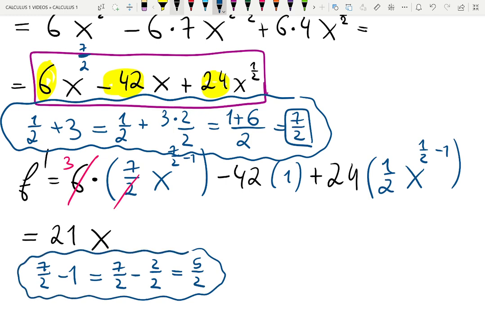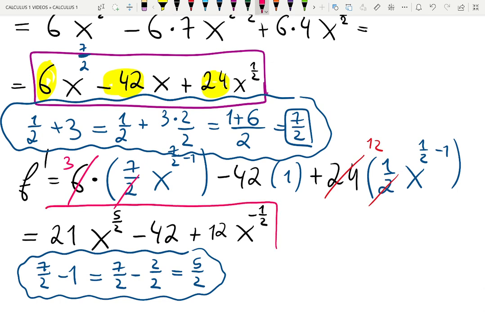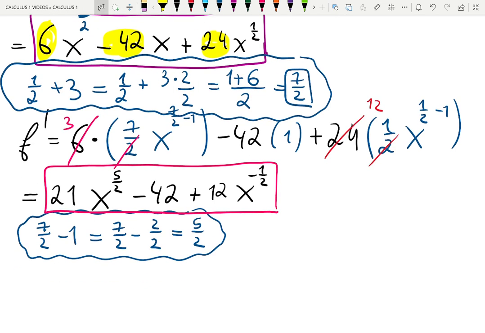Like so. I will have x raised to the new power, 5 over 2, minus 42 times 1, plus 24 divided by 2 is 12. And x is now raised to the 1/2 minus 1. 1/2 minus 1 is 1 over 2 minus 2 over 2, which is minus 1 over 2. Or we know that 1/2 minus 1 is negative 1/2. This is the first answer. You can start typing it in. And it could be rewritten with the roots if they really want you to, but why would you do it? I'm not sure, so I would not do it.